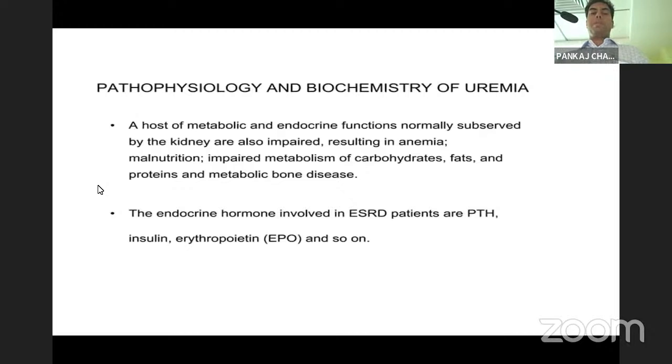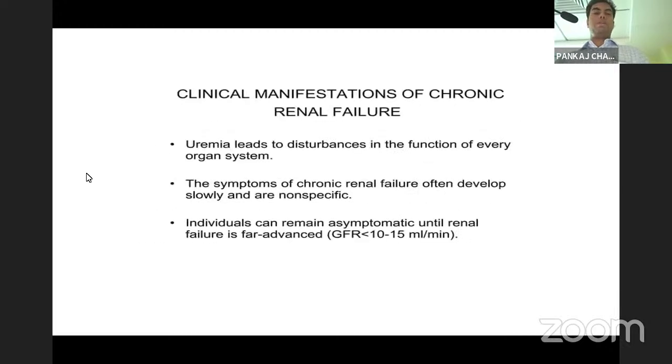Uremia leads to metabolic and endocrine dysfunction, in which kidney functions are also impaired. Malnutrition, impaired metabolism of carbohydrate, fats, and protein, and metabolic bone disease. The endocrine hormones involved in ESRD are PTH, insulin, and erythropoietin. Clinical manifestation of chronic renal failure, uremia: chronic renal failure often develops slowly, and patients can remain asymptomatic until renal failure is far advanced.